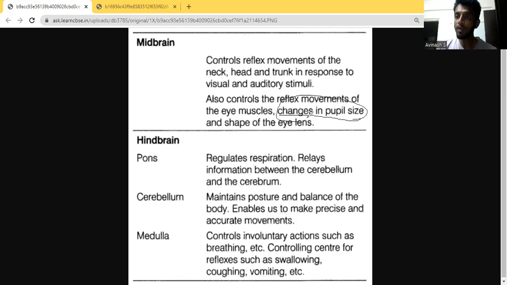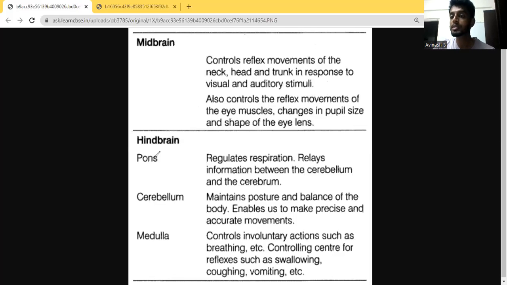So when there is a lot of light, we actually try to make our eyes like this. We shorten our eyes. But when there is very little light and there is full darkness, and when there's a power cut, you open your eyes wide in order to let in as much light as possible. So that is also controlled by the midbrain. And also the shape of the eyelids. To an extent, the shape of the eyelids is controlled by the ciliary muscles, which we have learned in human eye, but also to an extent by the midbrain as well.